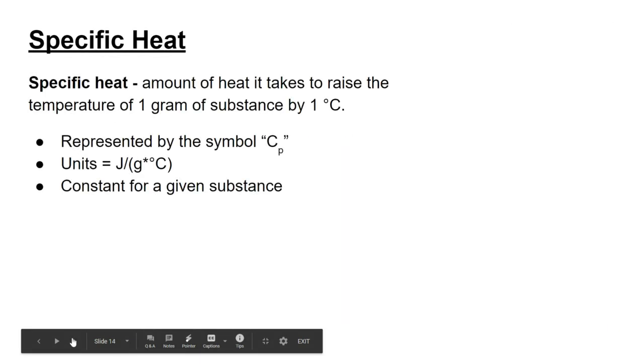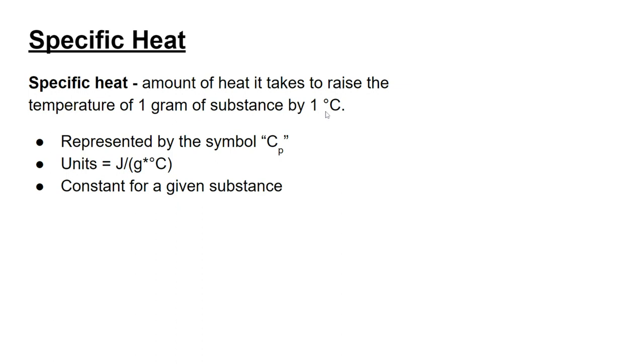So let's talk about specific heat. Specific heat is the amount of heat it takes to raise the temperature of 1 gram of a substance by 1 degree Celsius. Let's review the substance. Here I'm talking about a pure substance, which can be an element or a compound, with uniform composition. An element can be like silver, Ag, anything from the periodic table, and the most common compound that we use is water, H2O.